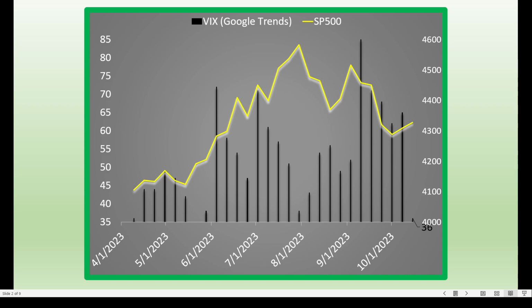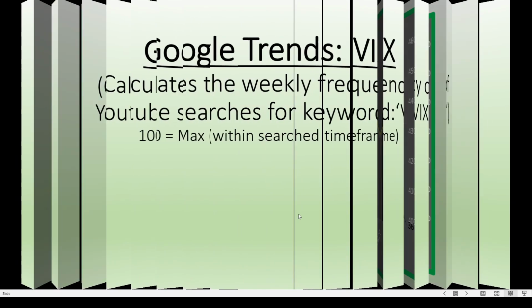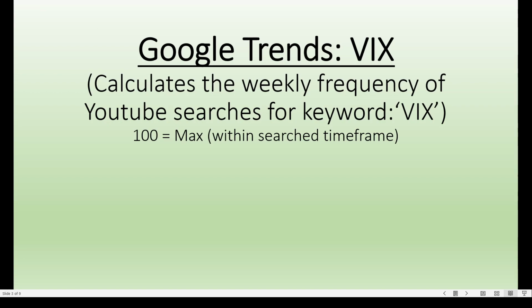And what we can extrapolate from that is that the greater amount of times the average person will search for the keyword VIX, maybe that indicates the more concern that traders have over the long term. And we can see as the yellow line goes up, the S&P 500 goes up, the Google VIX goes down. Now, what it is exactly is this.